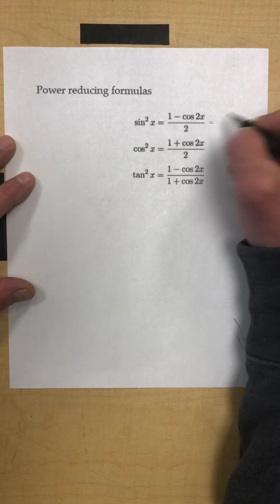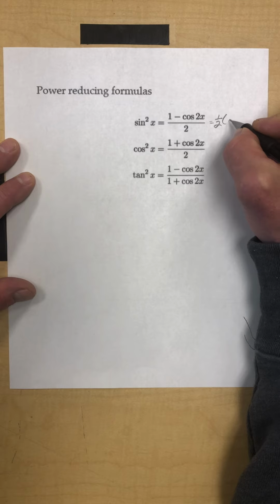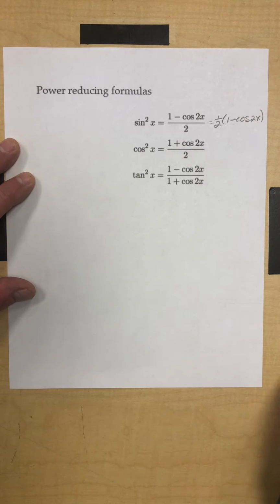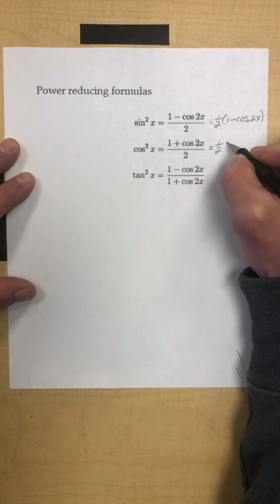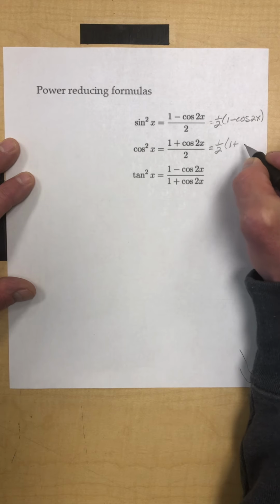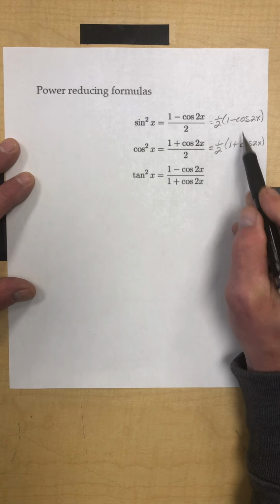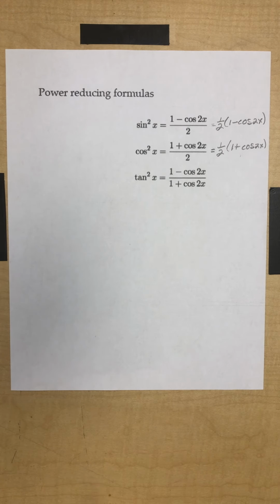Now a lot of times you will see these written a little bit differently. In books, they'll write it as 1/2 times the quantity of 1 minus cosine of 2x. I use that a lot as well. And this one, they'll write as 1/2 times the quantity of 1 plus cosine of 2x. I have a tendency to use these rather than those, but it doesn't really make any difference. It's just a matter of what you want to do. Okay, trigonometric substitution.